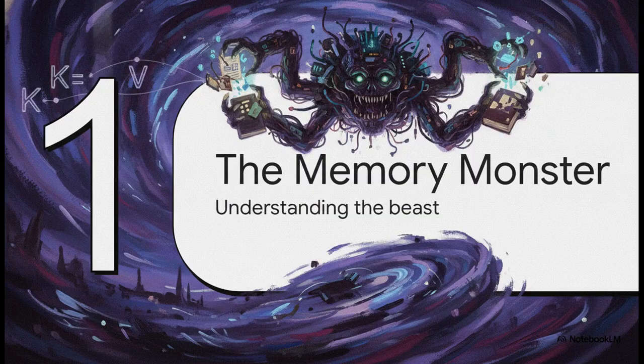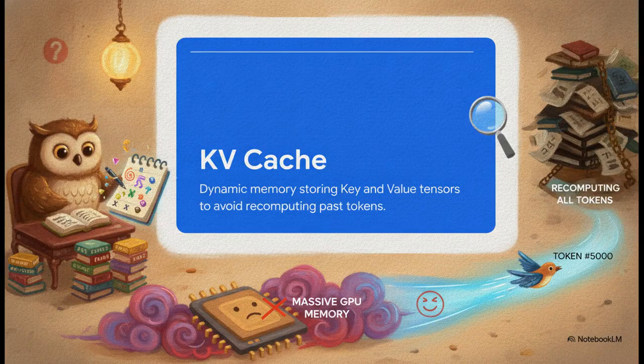Chapter 1, The Memory Monster Awakens, Understanding the Beast. The core concept here is actually surprisingly simple. The KV cache, which stands for Key Value Cache, is essentially the model's magical notepad. See, when a language model generates text, it has to look back at every single previous word to understand the context. Without optimization, generating token number 5000 means recalculating the mathematical relationships of all 4,999 previous tokens from scratch.